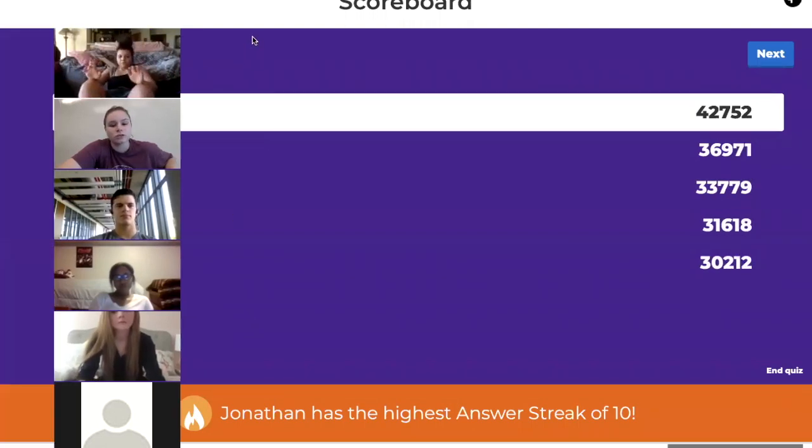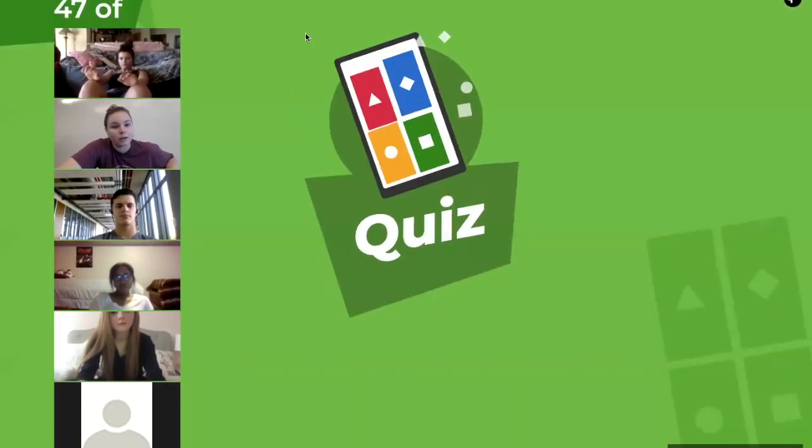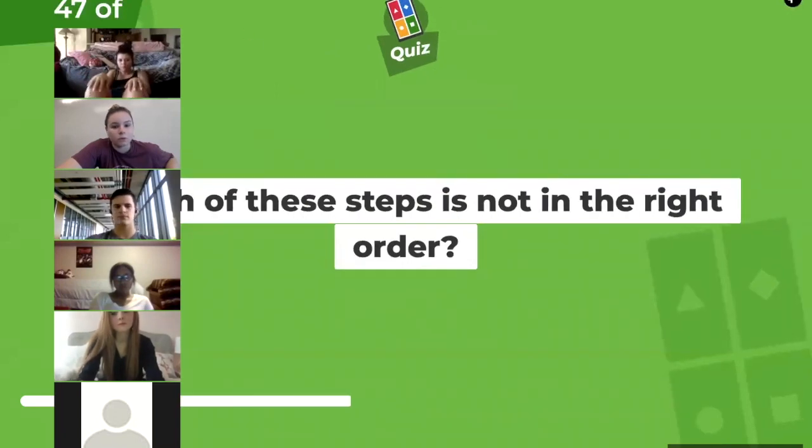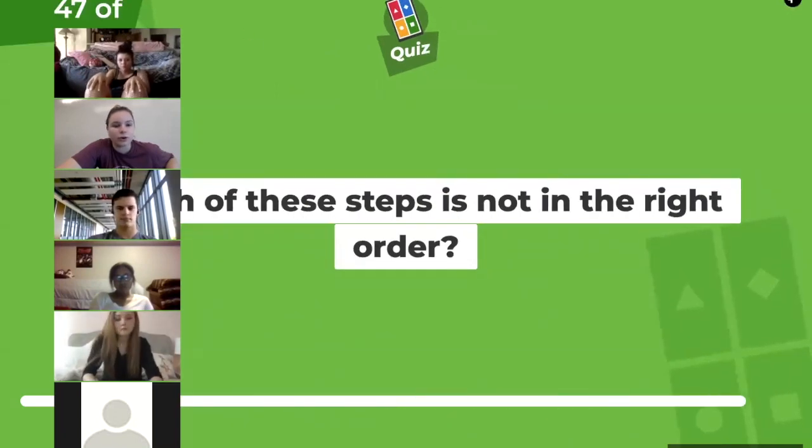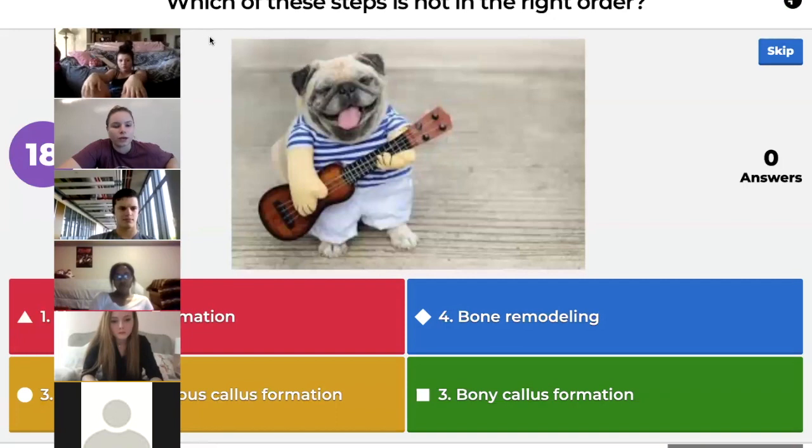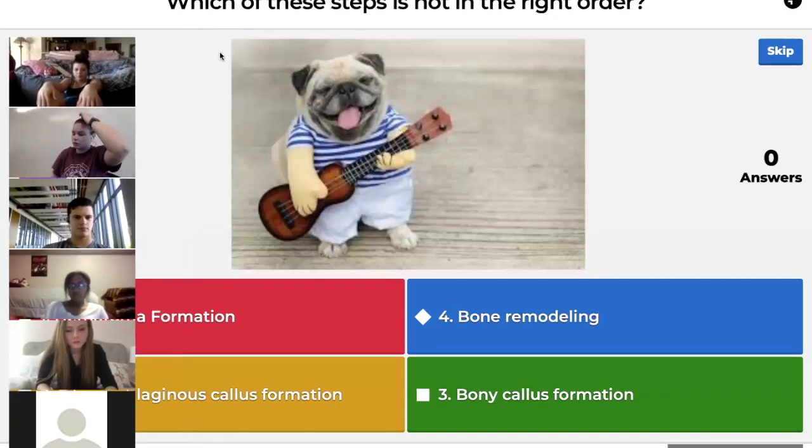Boom. Jonathan, streak of 10. Whoop. Which of these steps is not in the right order? Okay, so when bone is healing, which of these steps is not in the right order?